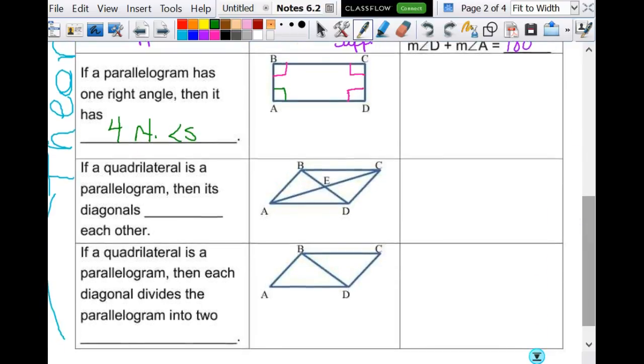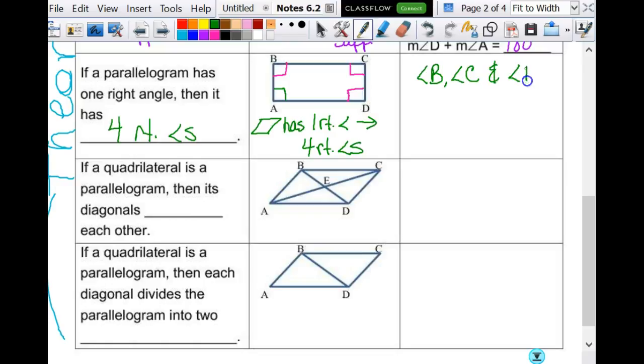So this one doesn't abbreviate quite as nicely as the rest, but if a parallelogram has one right angle, then four right angles. So our conclusion here, if we started with A, is that angle B, angle C, and angle D are right angles.